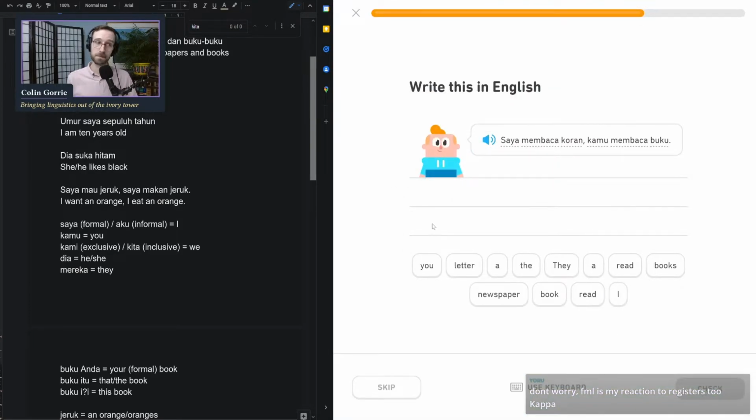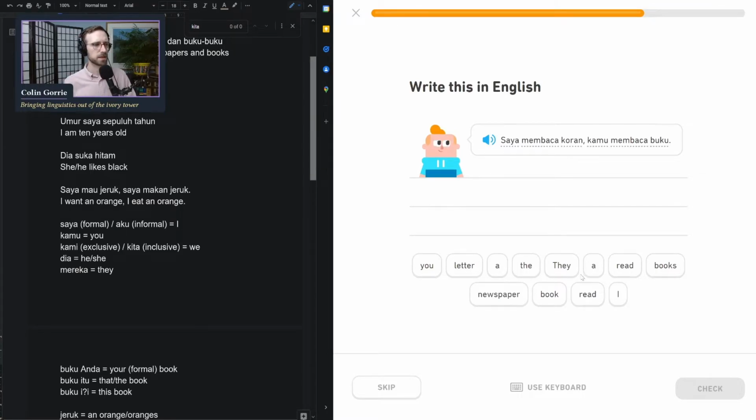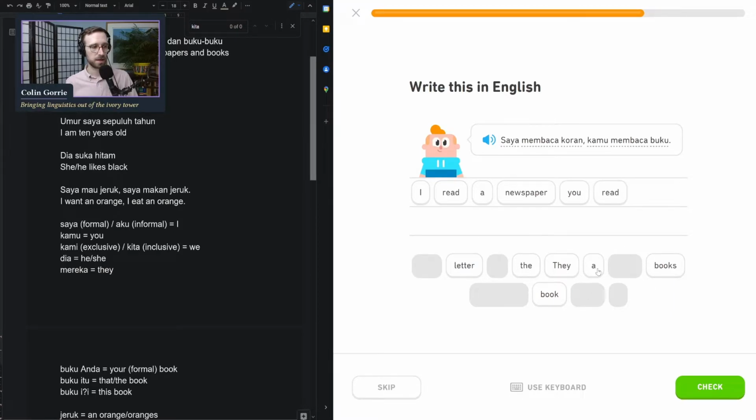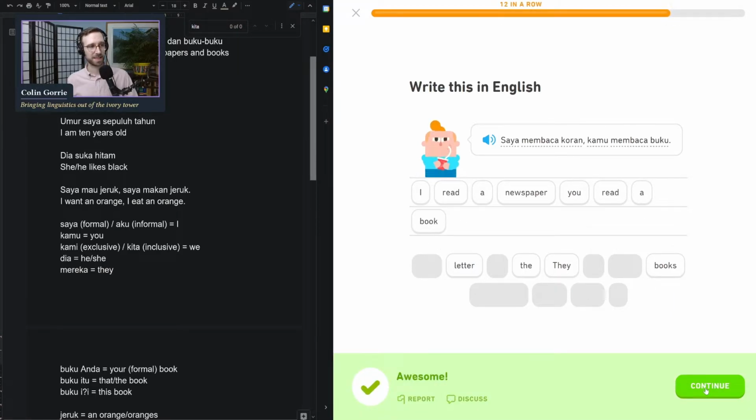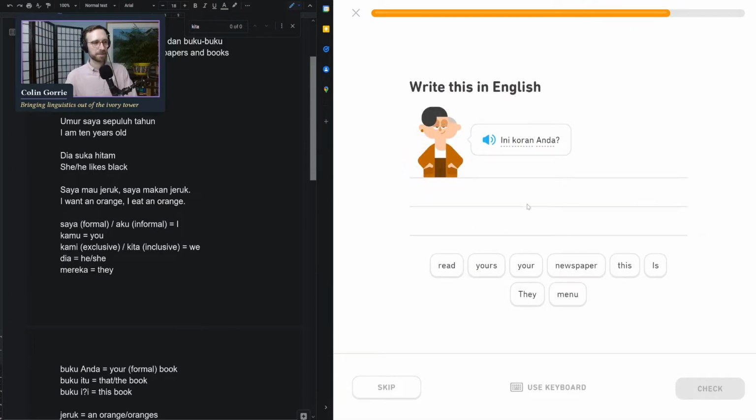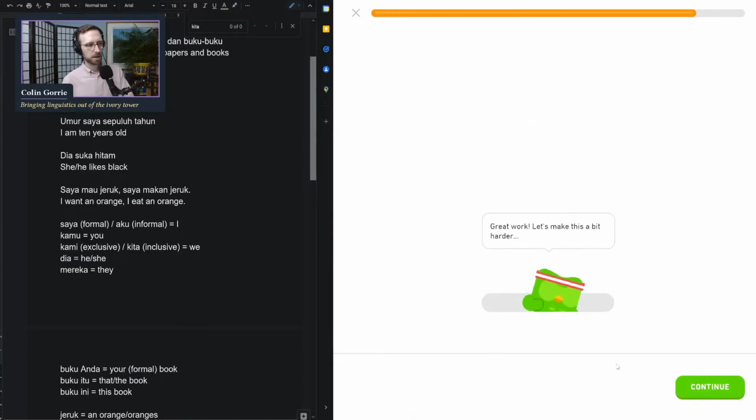Saya membaca koran, kamu membaca buku. So I read a newspaper. You read a book. Yeah. Ini koran Anda. Oh, wait, question. Ini koran Anda. Is this your newspaper? Ini, this, koran Anda, newspaper, yours. Formal. Your. Okay. Chat, thank you for the ini suggestion.